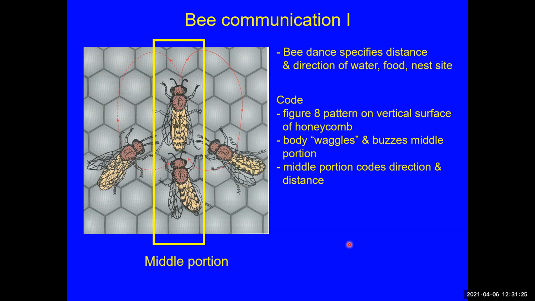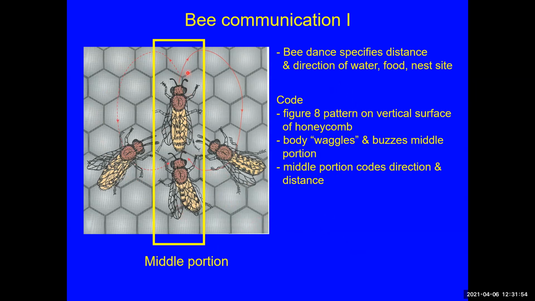So how does this work? Let's say a bee's out on patrol, trying to find a water source or food, or maybe a good site to move the hive. And they find something. Let's say they find a food source, a bunch of flowers. They fly back to the hive and they land on the wall of the hive, and then they proceed to do a dance. And literally it goes in a figure 8 on the wall of the hive.